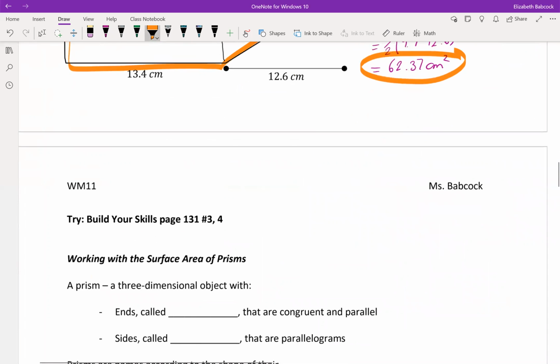If we give it a try, try numbers 3 and 4, come back when you're done.